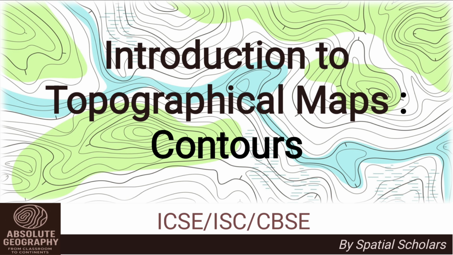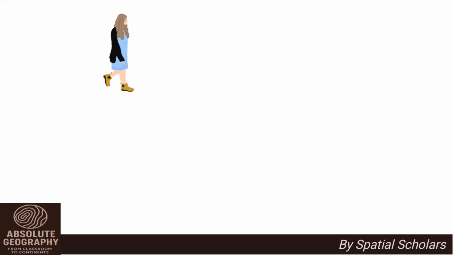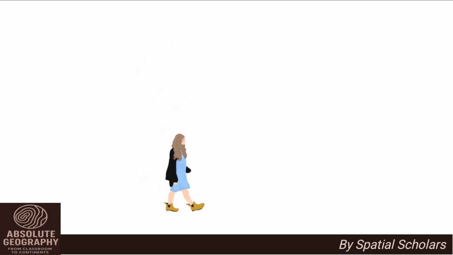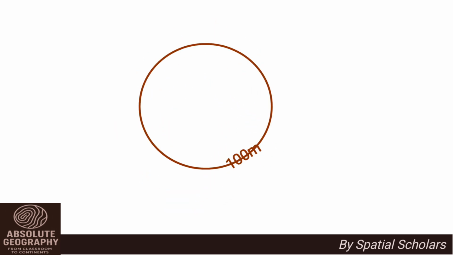In this video, we will be understanding contours and how to identify various landforms represented by them. What is a contour? Imagine I walk around a hill at a height of 100 meters and draw the path that I walk. Then I walk again around the same hill at 120 meters and draw another path. These paths never meet and go around the hill at the same height. These paths are called contour lines.